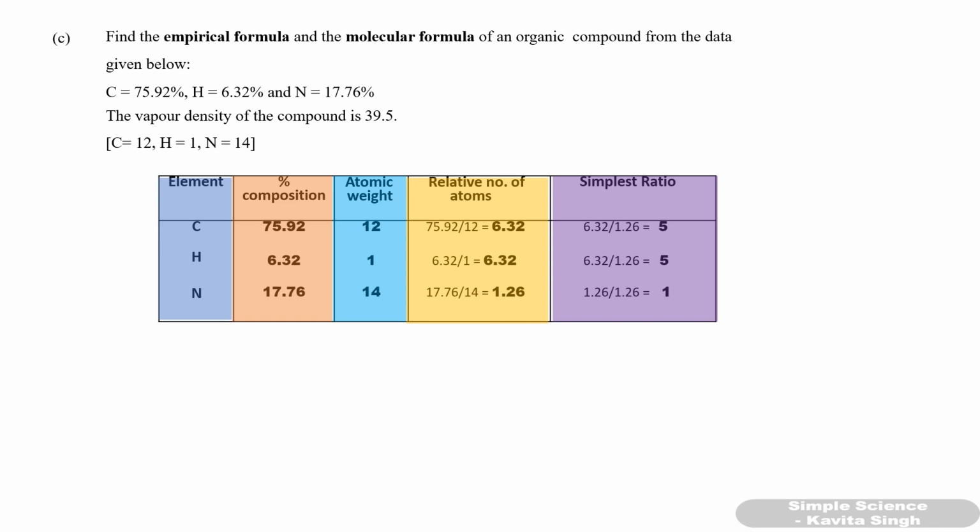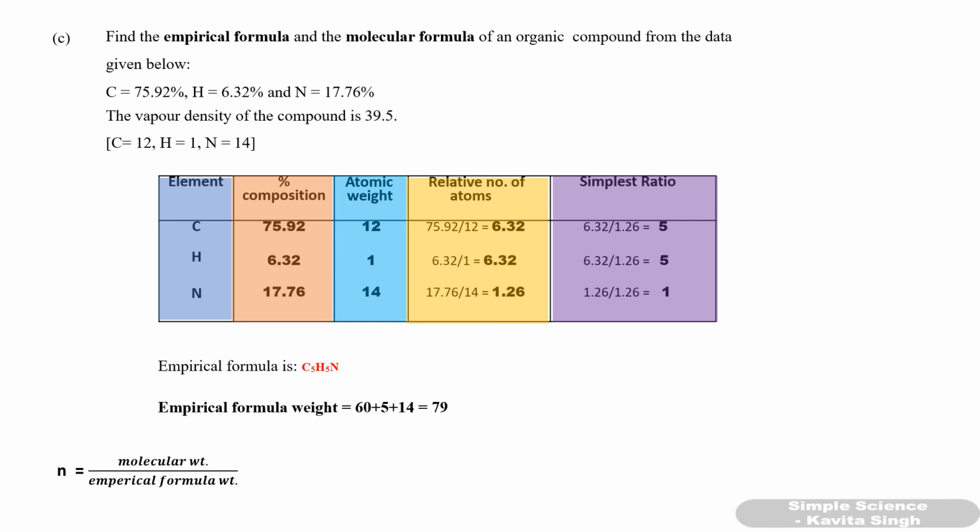Now what you have to do? The empirical formula is C5H5N. So you calculate the empirical formula weight. For carbon 5 into 12, for hydrogen 1 into 5 and nitrogen is 14. So you will get 79. Empirical formula weight is 79.